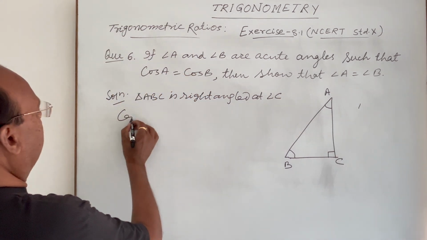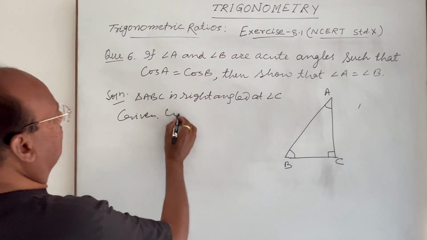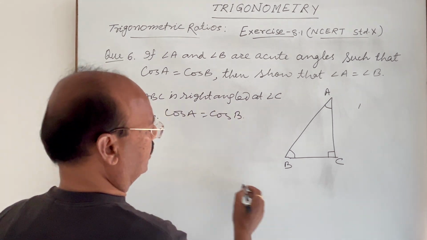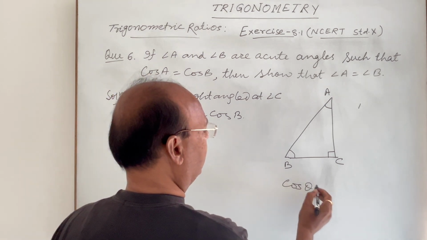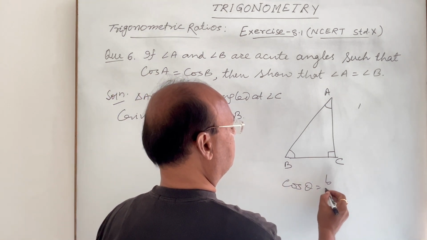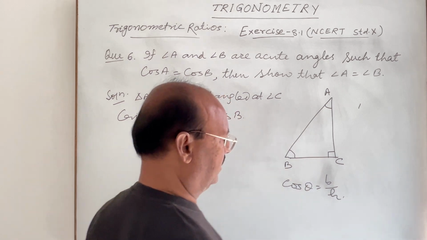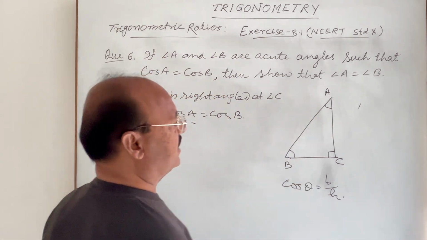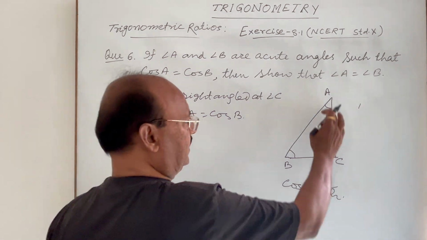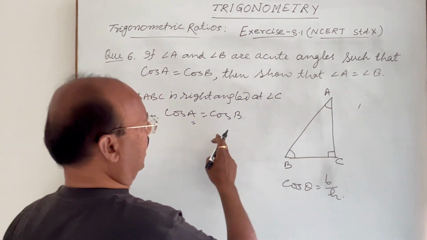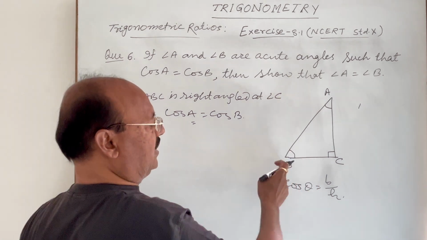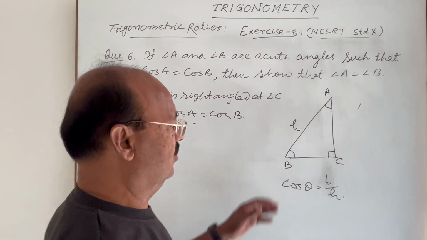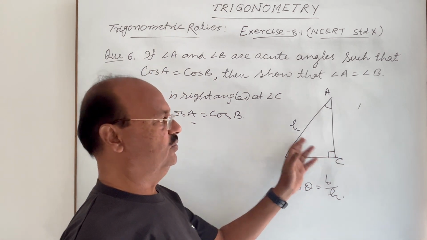And what is given here? Here it is given that cos A is equal to cos B. So we know that cos of any angle theta is base by hypotenuse. So with respect to this angle A, which side is base? AC is base here, and hypotenuse is AB. This is always the longest side. Hypotenuse is always the longest side, opposite to the right angle.